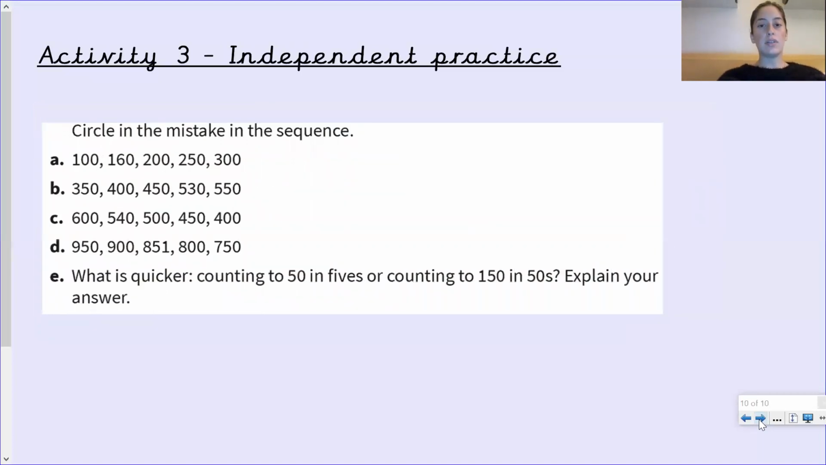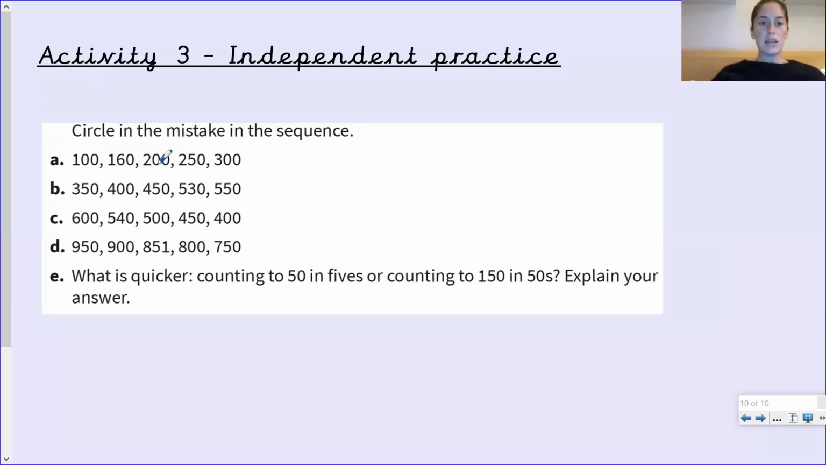Okay, so activity 3 is also something you're going to be doing independently. We're going to start off by doing the first one together. It says circle the mistake in the sequence. So starting with A, let's look at the numbers and then see whether we can spot a mistake. 100, 160, 200, 250, 300. What was the mistake in this sequence?